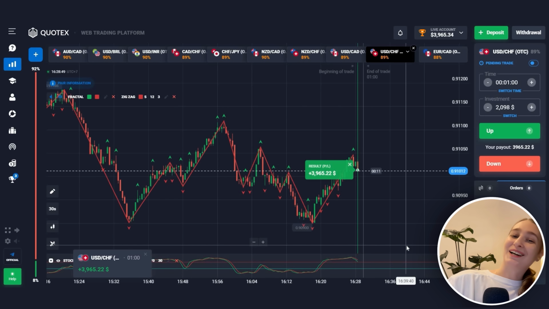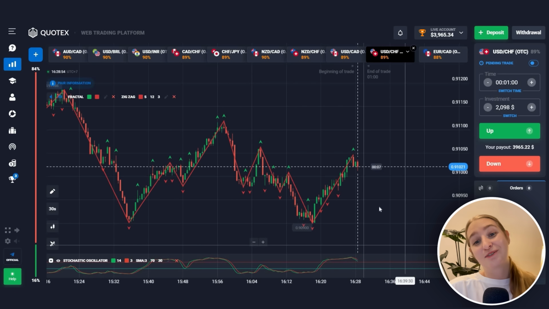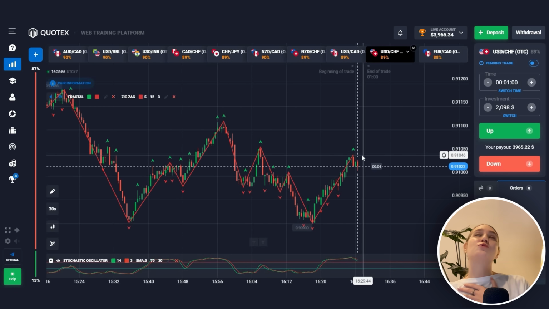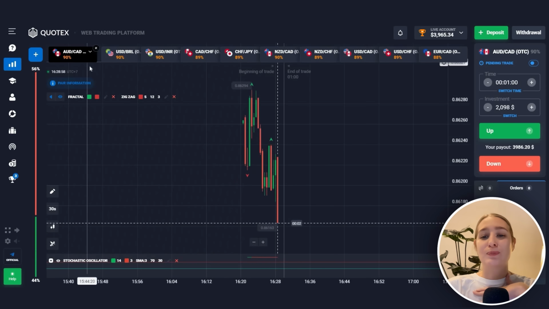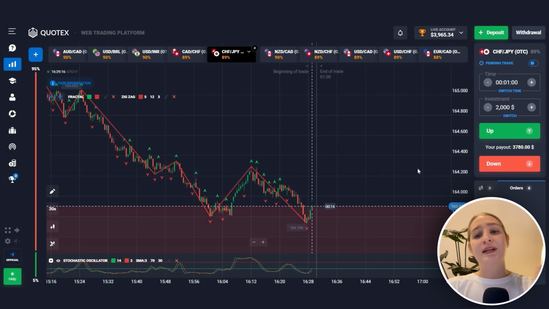And well done, dear friends. The deal is closing on the plus side, a very good result. We have almost $4,000. I put only $2,000 in my box, and let's keep looking and go to the Swiss franc and the Japanese yen. Consider the whole graph again.